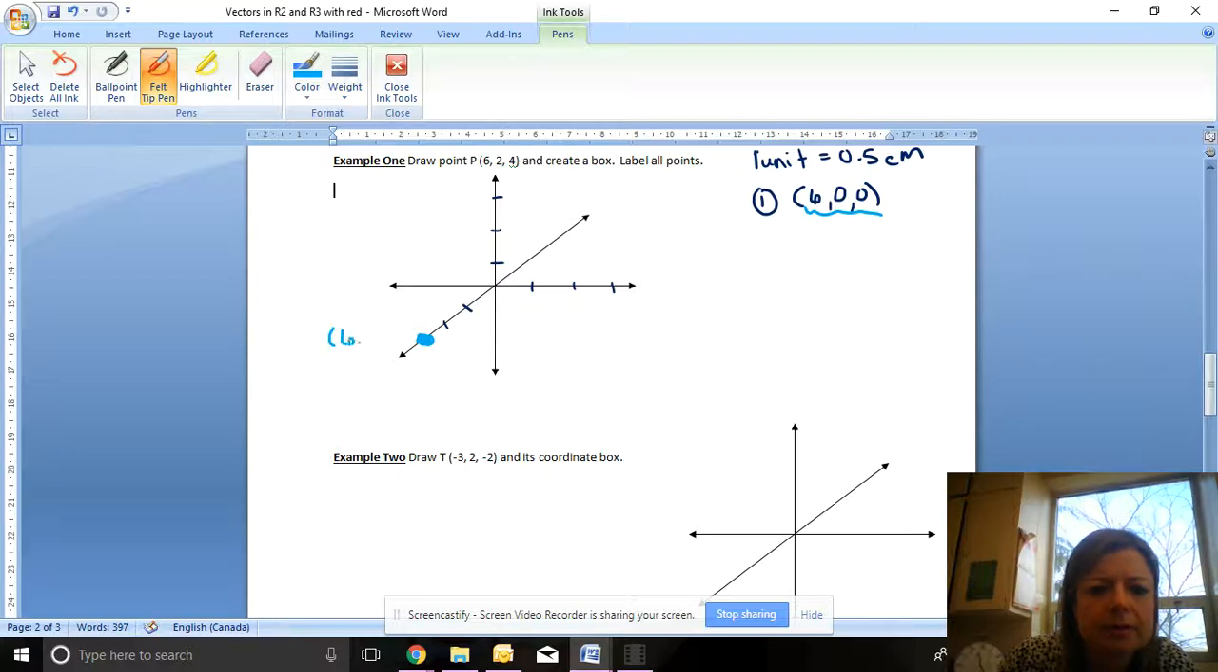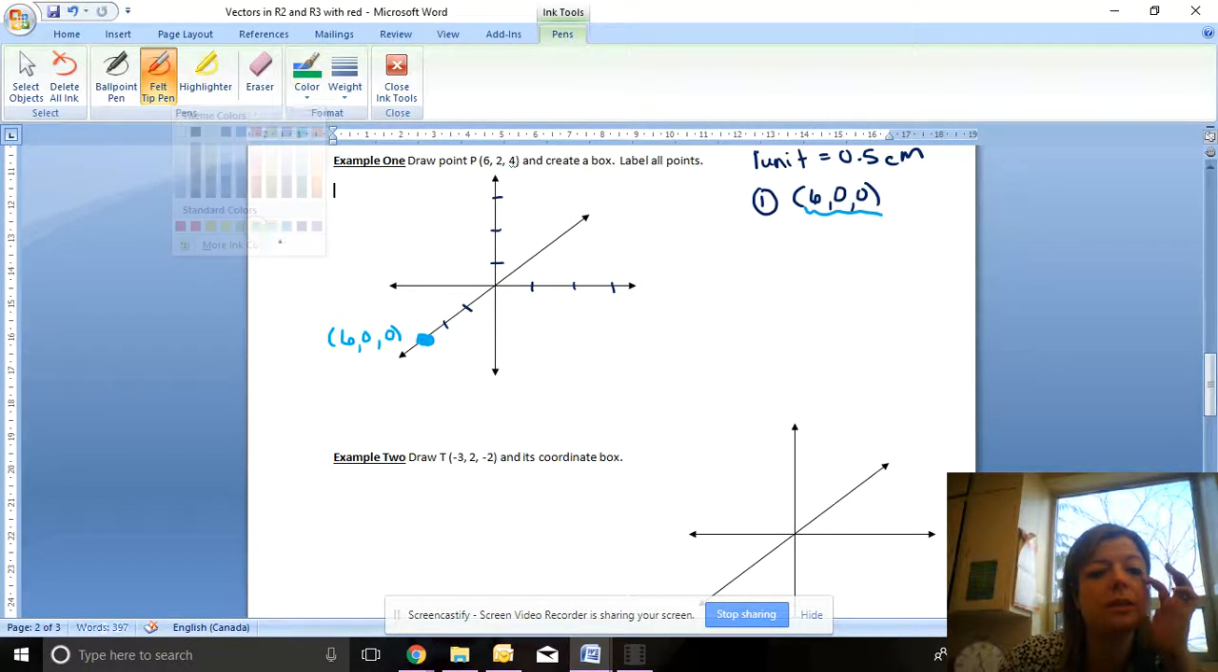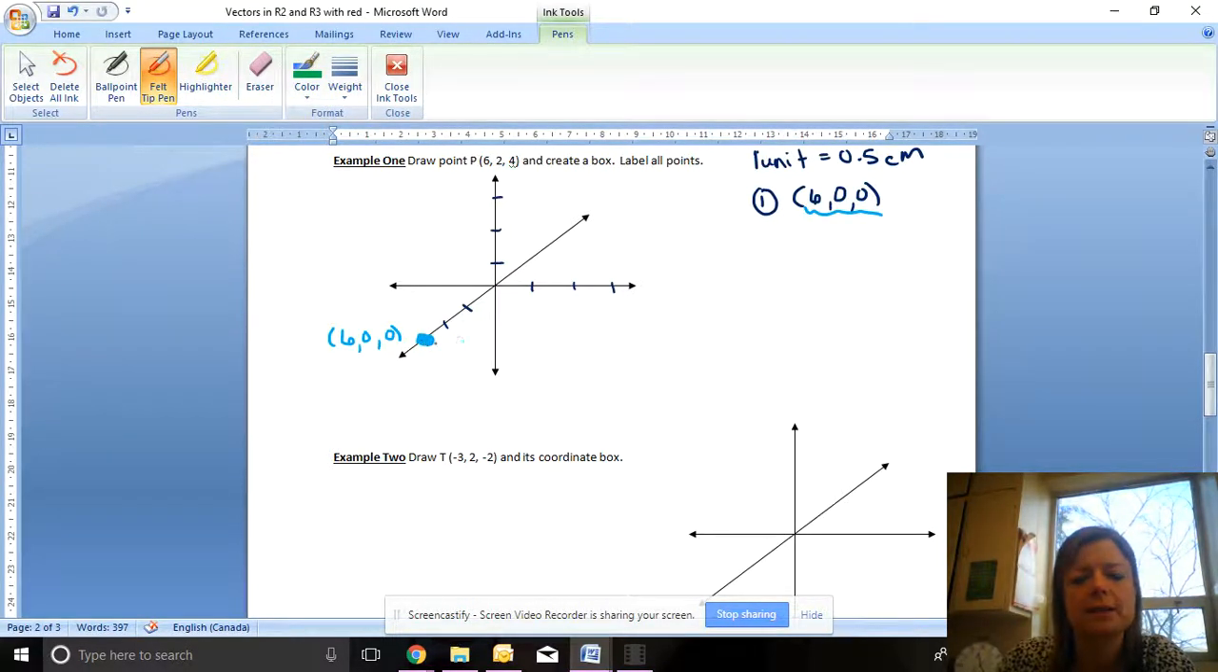6, 0, 0. Now from there, I'm going to go 2 units out this way. So this is where it helps to take a ruler and measure 2 units, which in this case is 1 centimeter. So I'm just going to eyeball it. It should be about there. So now that's the point 6, 2, 0.